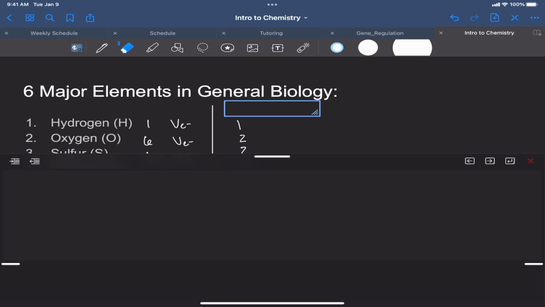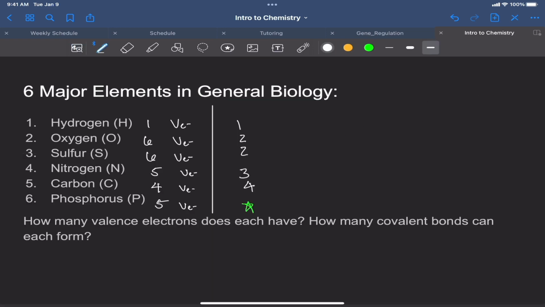If we were just writing out their valence electrons, we would have hydrogen, which is 1, oxygen, which would have 6. Let's do one more. Carbon would have 4. So that would be their basic Lewis structures. That's a good thing to get accustomed with, and you should go over that in discussion.